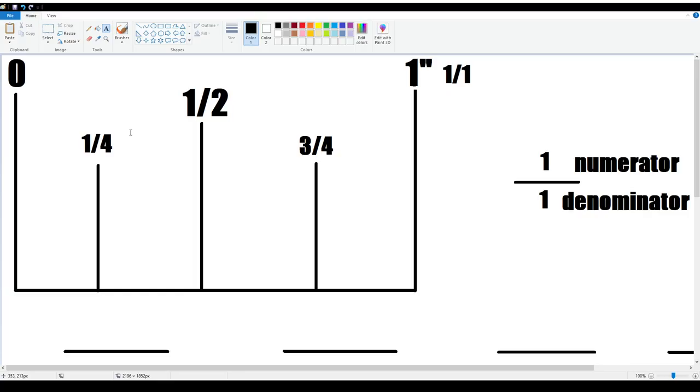fraction that we're working with here in this measurement. So we're going from 1 times 2 equals 2, 2 times 2 equals 4. And I just wanted to let you see that pattern so you can probably recognize what our next hash marks fractions are going to be.